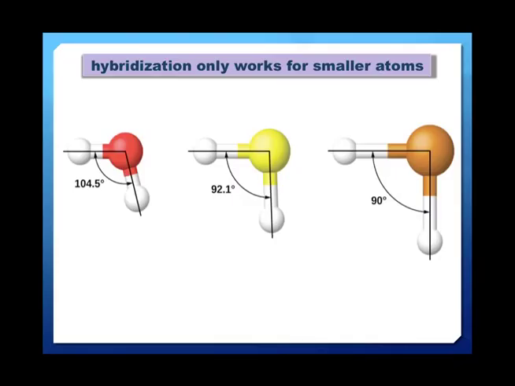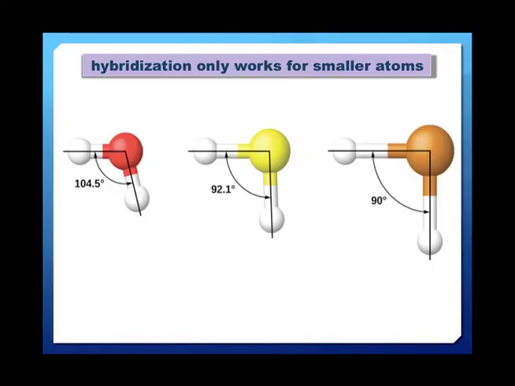We should note that hybridization was developed in order to explain experimentally observed molecular geometries, and it holds true for molecules with small central atoms, like carbon, nitrogen, and oxygen. But as the central atom gets larger, the valence electrons get further away from the nucleus, and will thus exhibit less repulsion.